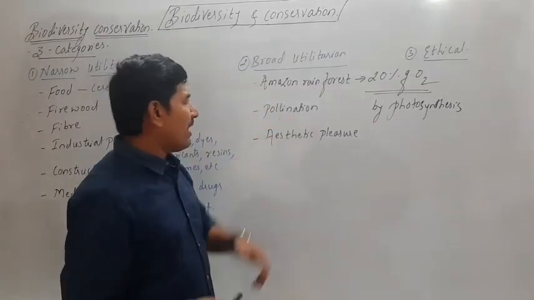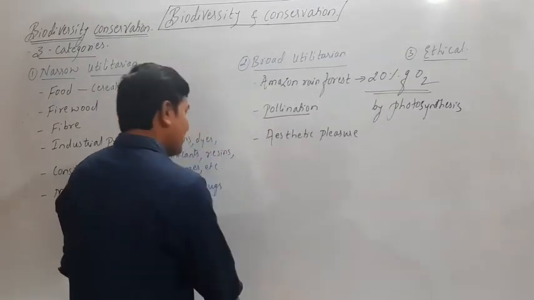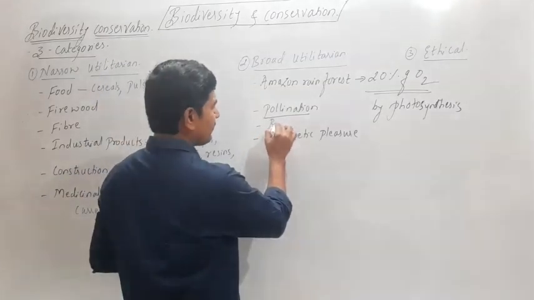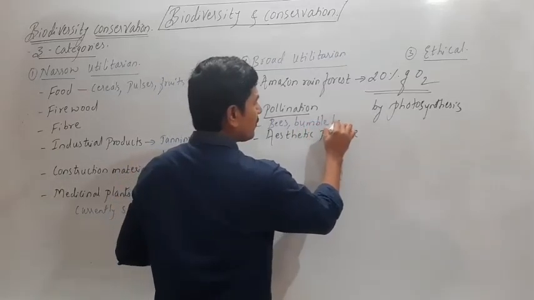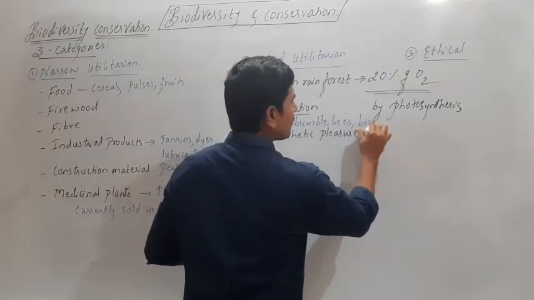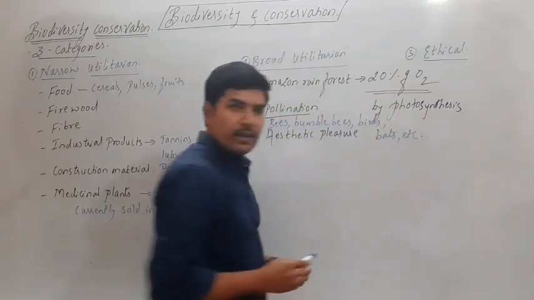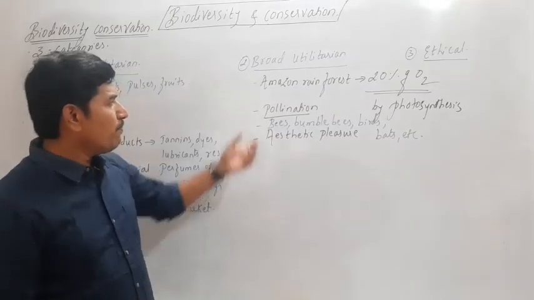Next one is pollination. Now suppose if we look at the part of the pollination, pollination is done by various organisms like bees, bumblebees, birds, bats, etc. So almost we have taken only few examples, even other organisms are also there.